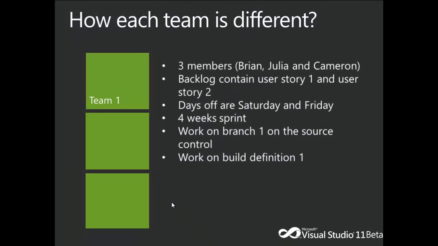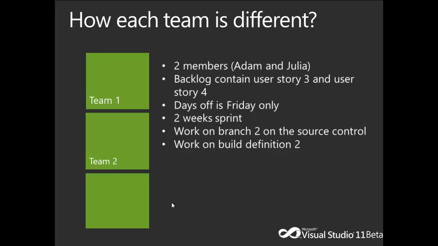So team 1 will have three members, Brian, Julia, and Cameron. Their backlog contains user story 1 and user story 2. Days off are Saturday and Friday. 4 weeks sprint, work on branch 1 on the source control, work on build definition 1.